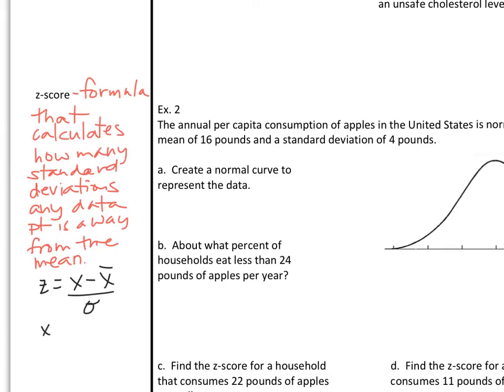So x is any data point. x-bar is our mean. And sigma is the standard deviation. And again, you'll get all those values. You simply plug them into that fraction and simplify. Let's take a look at the example on the right.